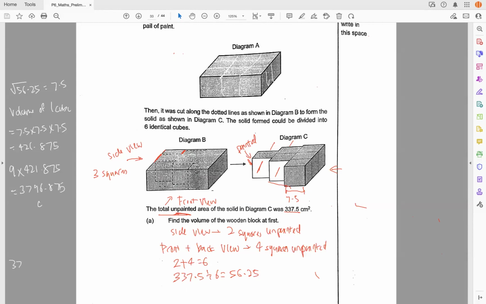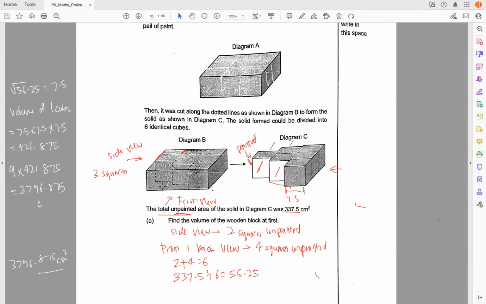So 3796.875 cubic centimeter. Please leave your answer as it is, 3 decimal place. Don't be a smart aleck and do 2 decimal place, because the question didn't ask you to be 2 decimal place. So leave it as 3.